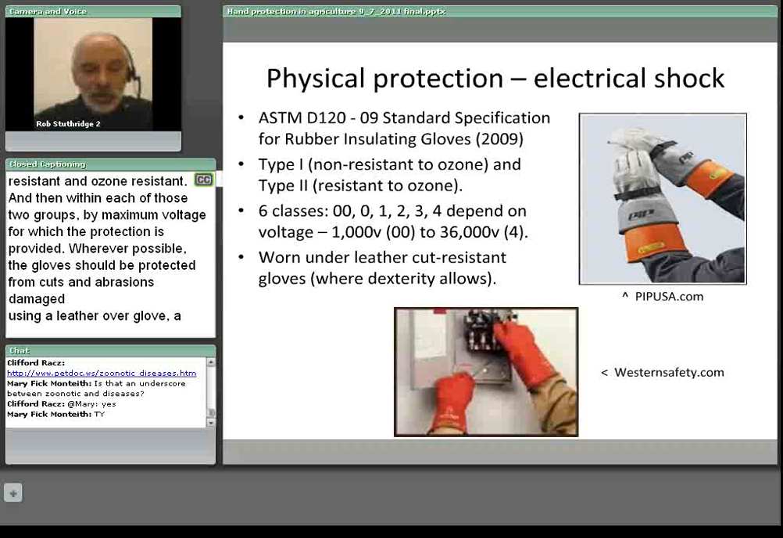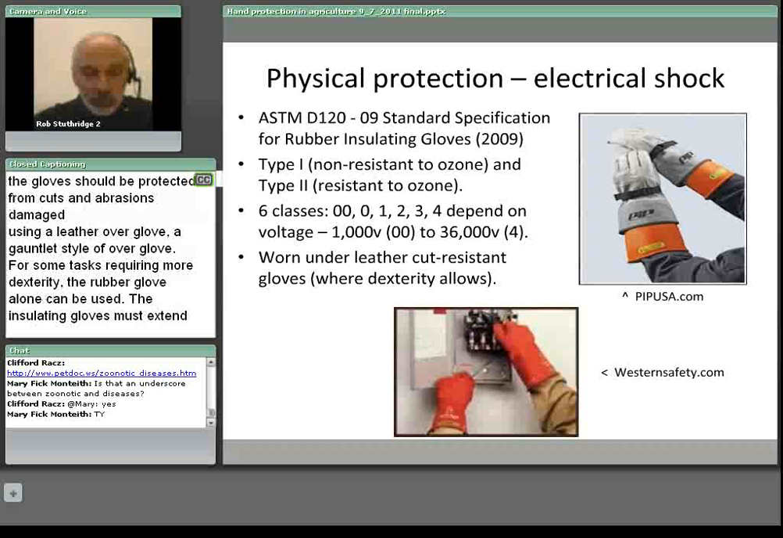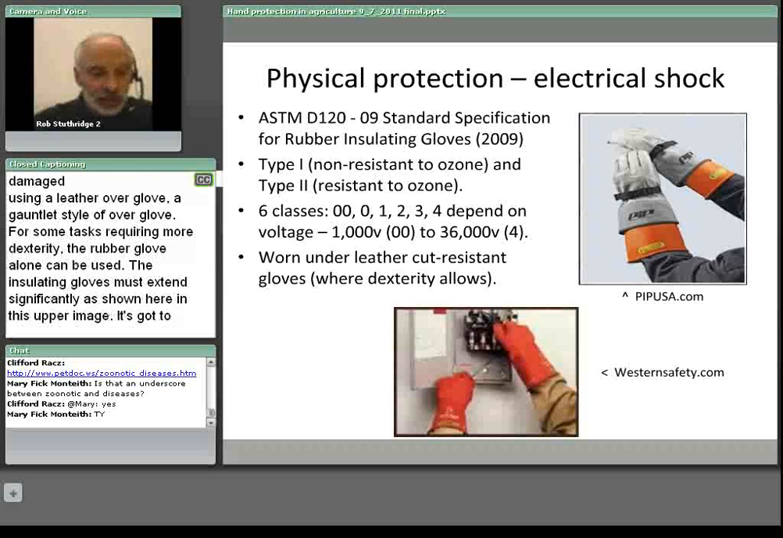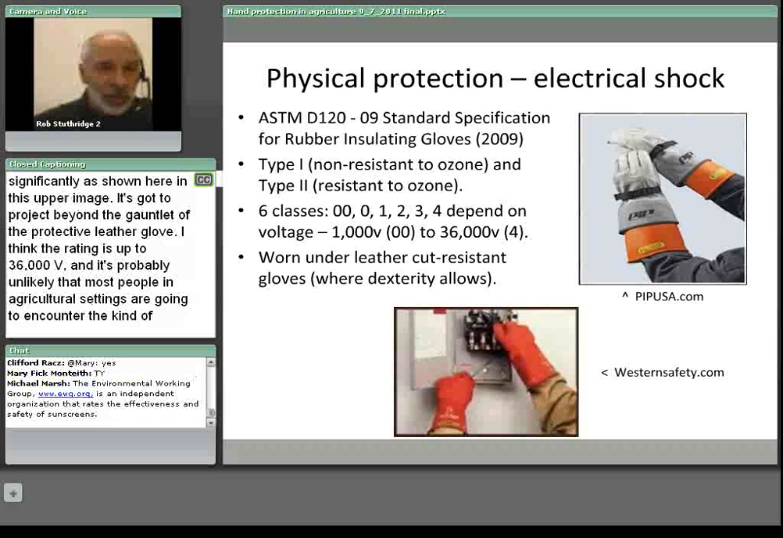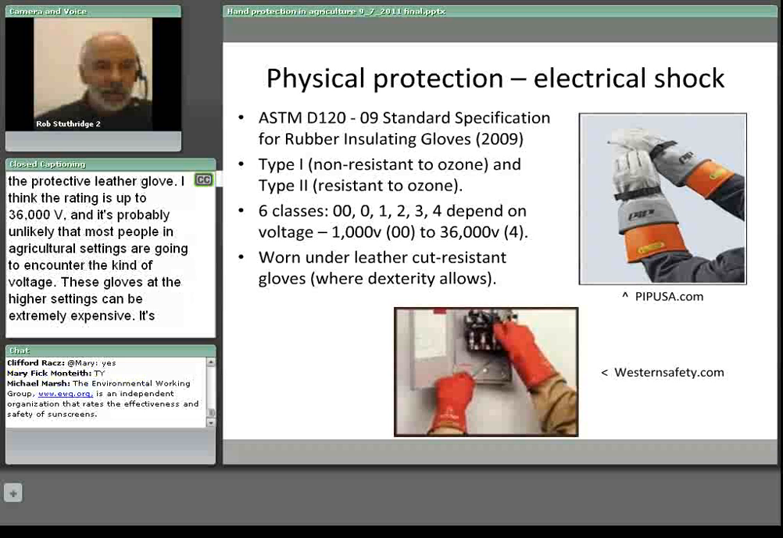The insulating glove must extend significantly, as shown here in this upper image. It's got to project beyond the gauntlet of the protective leather glove. And I think the rating goes up to, as it says here, 36,000 volts. And it's probably unlikely that most people in agricultural settings themselves are going to encounter that kind of voltage. So these gloves at the higher settings can be extremely expensive. And it's really a matter of matching the glove to the risks encountered or likely to be encountered.